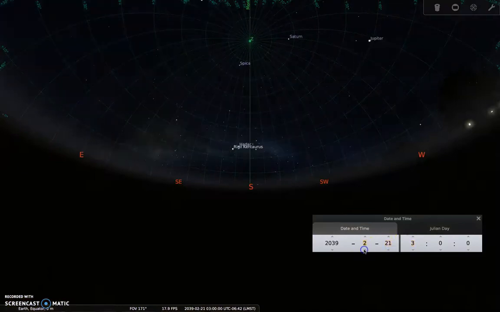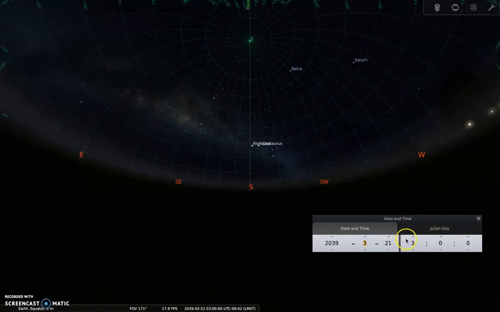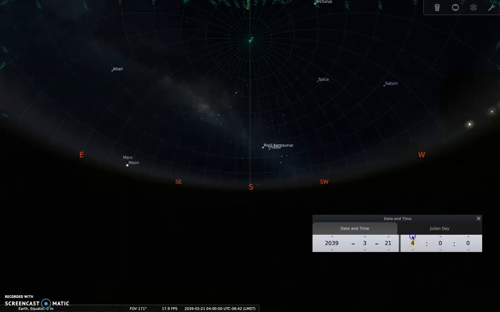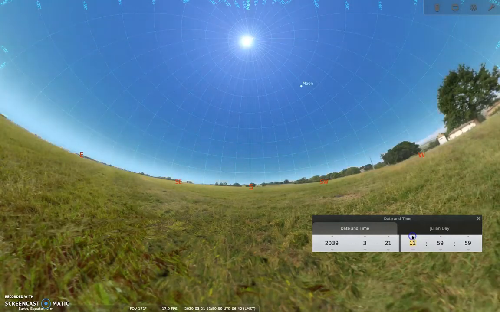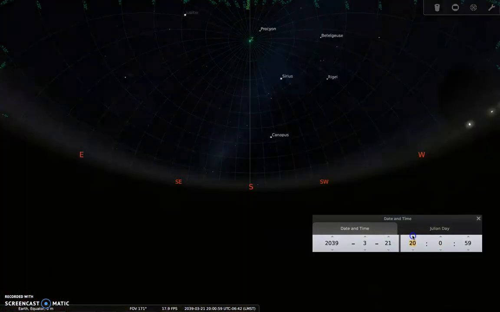Let's go to March 21st. Can you guess where it'll rise? We're on the equator. Pretty close to due east. And it rises at noon, boom, smack dab on the zenith. Right? March 21st at 12 noon. Okay? And then it sets like normal.